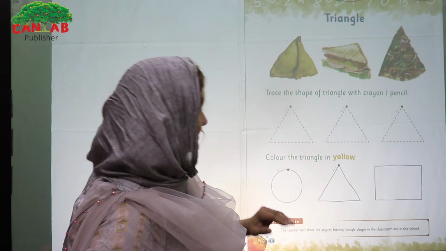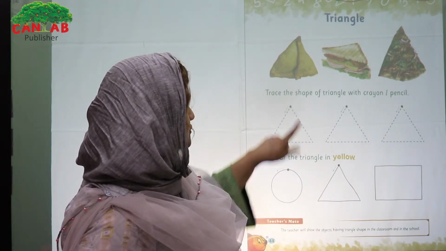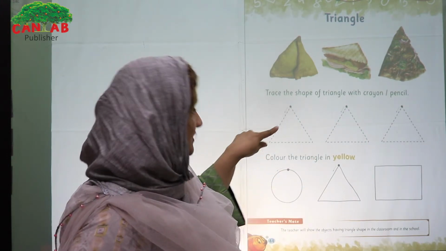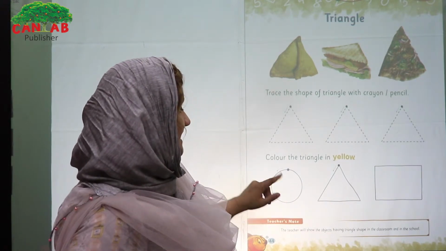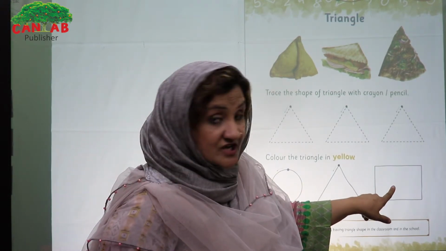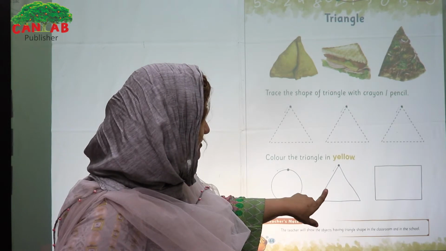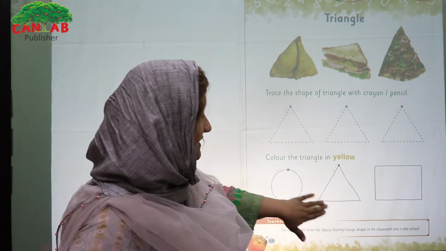Triangle. After this, encourage the students to trace the shape of triangle with crayon, and finally ask them to look at the different shapes and find out the triangular shape and color it in yellow.